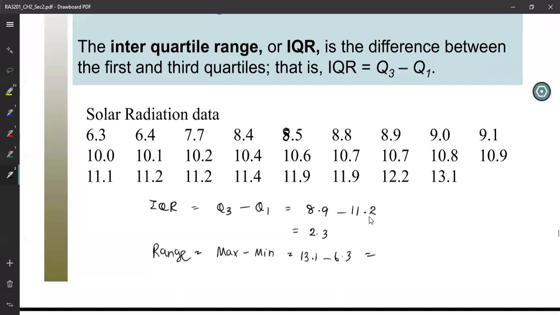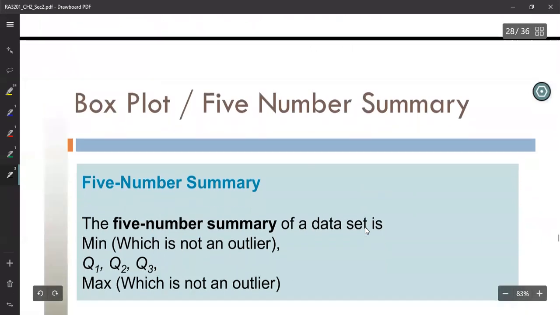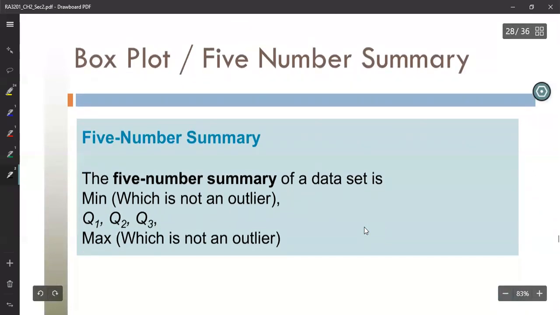The last topic that we have to cover is the box plot, or the 5-number summary. The box plot is a graphical representation that uses the measures of central tendency, and it will give you a very nice idea about the distribution of a certain data set. When you see the name 5-number summary, it contains 5 values. The box plot is drawn using 5 values. What are those 5 values? Minimum, which is not an outlier.